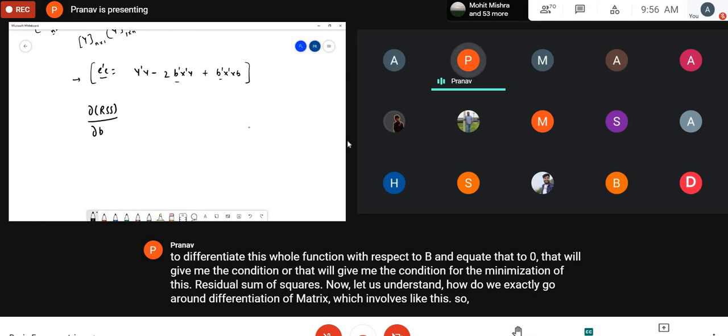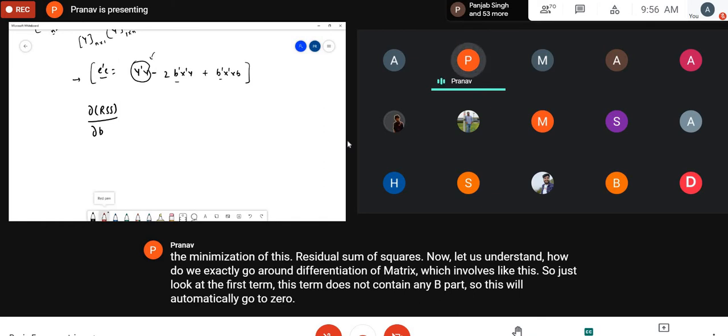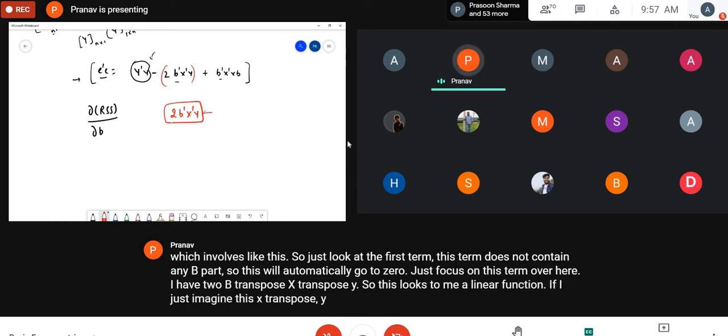So just look at the first term. This term does not contain any b part, so this will automatically go to 0. Just focus on this term over here. I have 2b transpose x transpose y. So this looks to me like a linear function, if I just imagine this x transpose y and replace it by a.